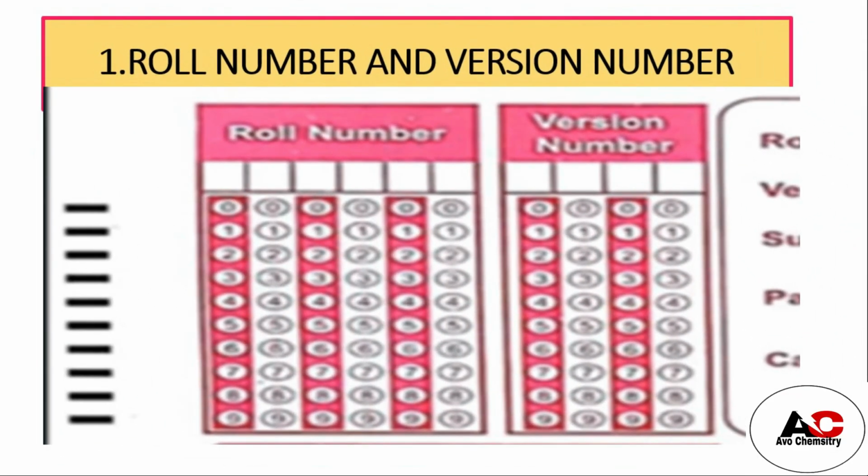Section 1 is about the roll number and version number. If you see, this section has 2 columns. One is for roll number and the other is for version number. First of all, you have to fill your roll number in these given boxes. Just below these boxes, there are some bubbles, and these bubbles have sequence-wise numbers like 0, 1, 2, 3 and so on. How do you fill or mark these bubbles to show your roll number?